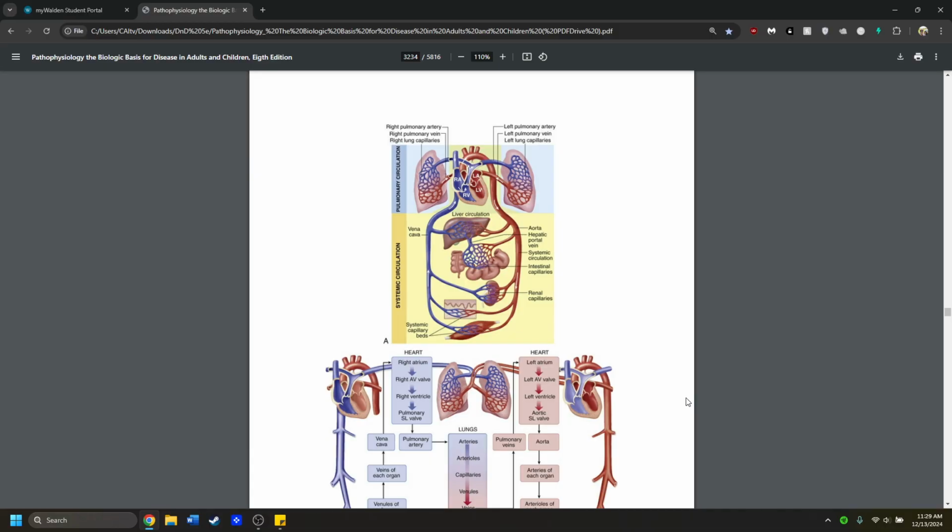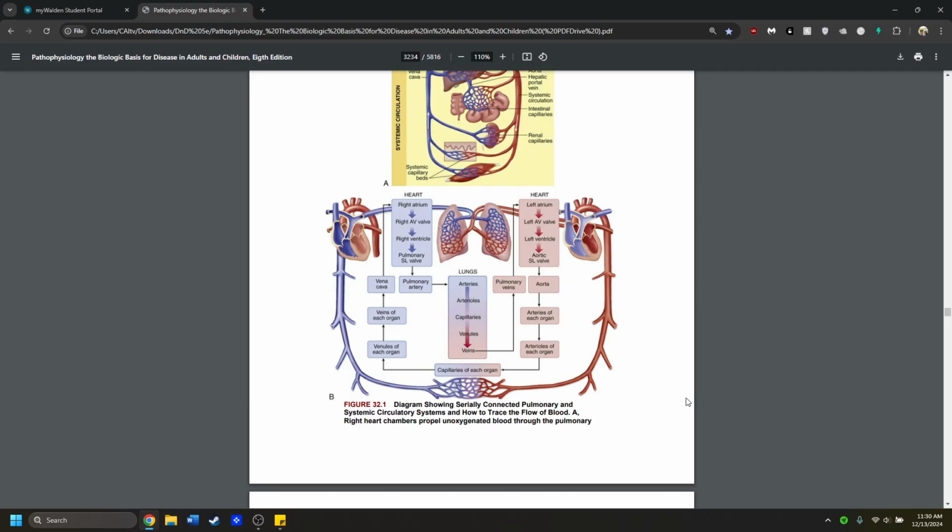So we can take a look at the right pulmonary artery, the right pulmonary vein, the right lung capillaries, and then we have the left pulmonary artery, the left pulmonary vein, and the left lung capillaries. We also see some of the liver circulation, the vena cava, the systemic capillary beds, and then we see the aorta, the hepatic portal vein, systemic circulation, intestinal capillaries, and renal capillaries. So, some of the basic anatomy and physiology.